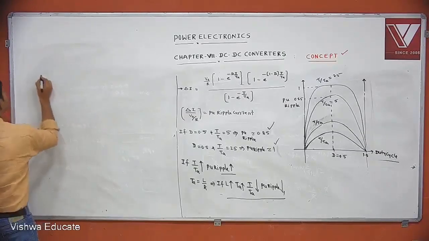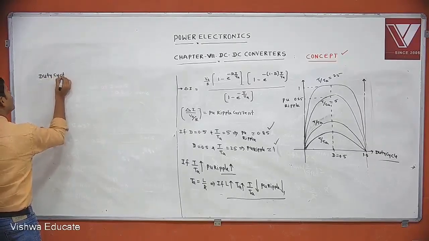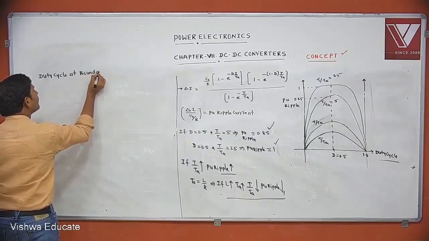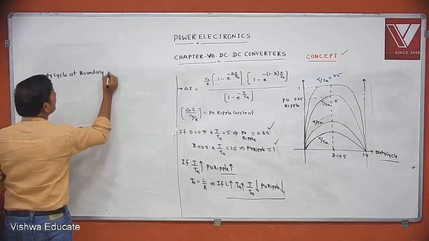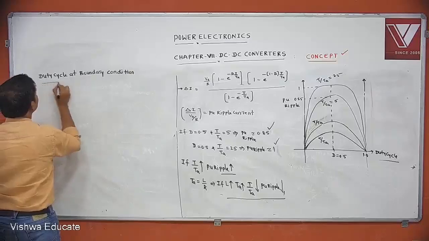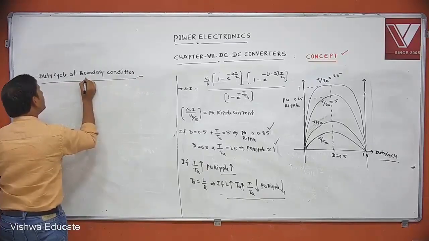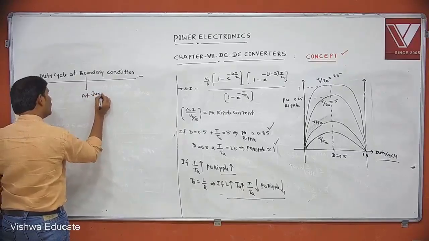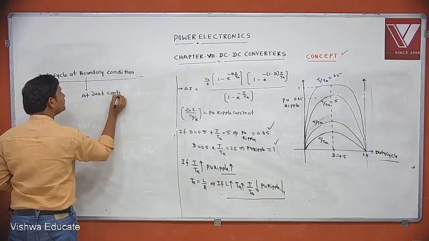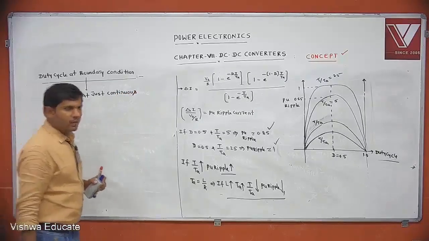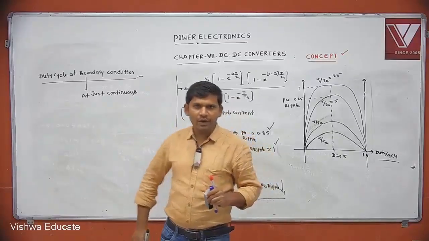Duty cycle at boundary condition. In type A chopper, duty cycle at boundary condition. At boundary means just continuous. At boundary condition means at just continuous. We know that this concept was given many times in the regulators also.